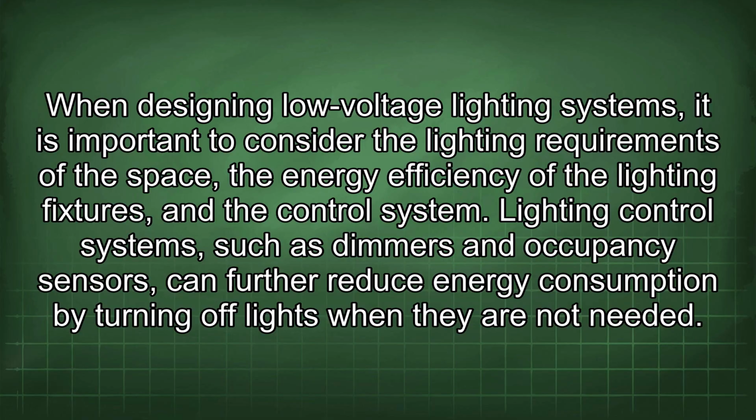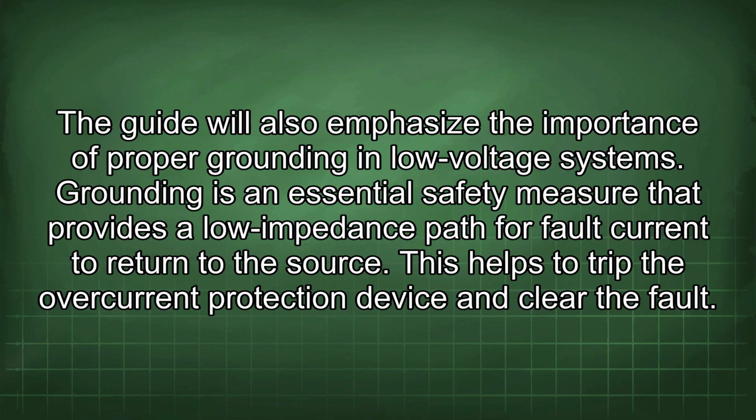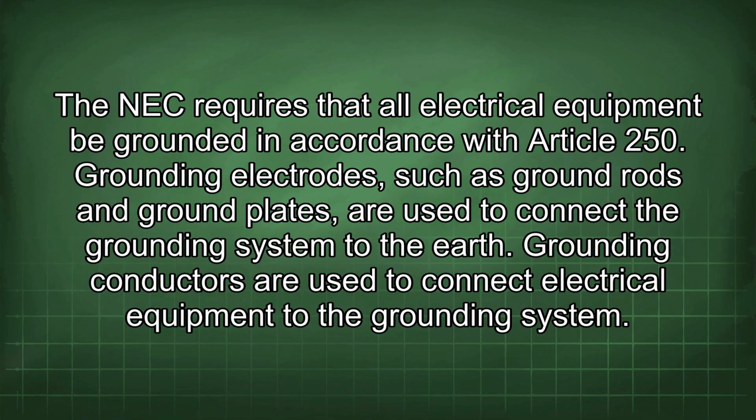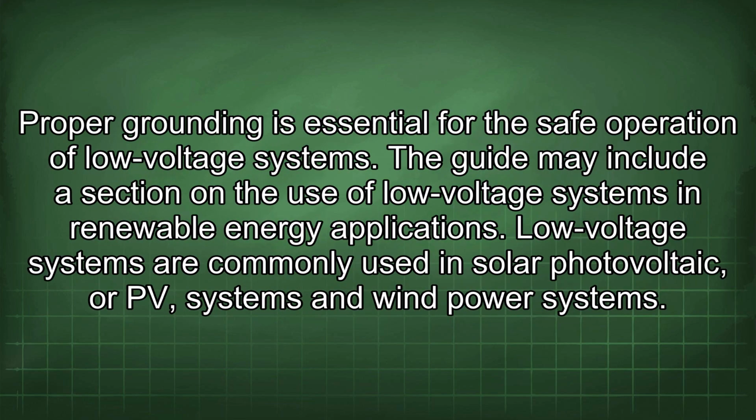Lighting control systems, such as dimmers and occupancy sensors, can further reduce energy consumption by turning off lights when they are not needed. The guide will also emphasize the importance of proper grounding in low-voltage systems. Grounding is an essential safety measure that provides a low-impedance path for fault current to return to the source. This helps to trip the overcurrent protection device and clear the fault. The NEC requires that all electrical equipment be grounded in accordance with Article 250. Grounding electrodes, such as ground rods and ground plates, are used to connect the grounding system to the earth. Grounding conductors are used to connect electrical equipment to the grounding system. Proper grounding is essential for the safe operation of low-voltage systems.